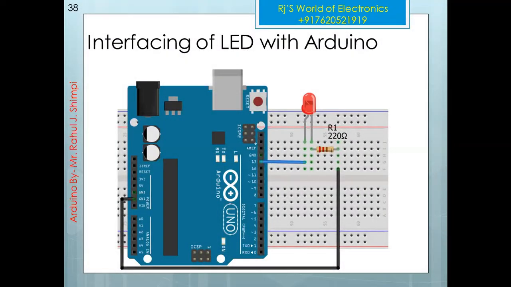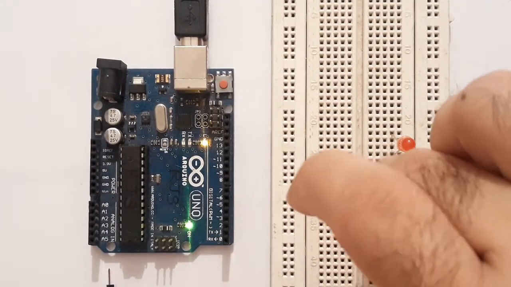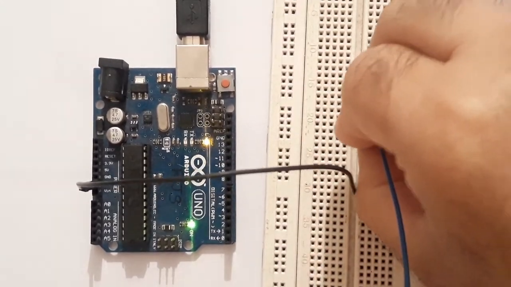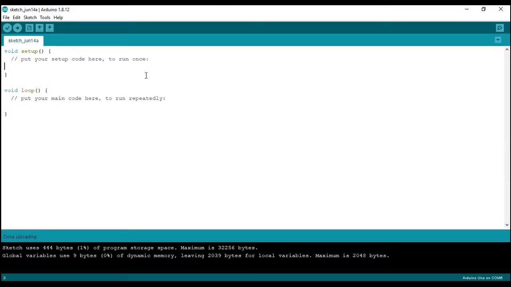Let me show you the live demo. We have connected the LED and the resistor as per the circuit diagram shown in the slide. Let us open the Arduino IDE. In the circuit diagram, pin number 13 is connected to the anode of the LED.